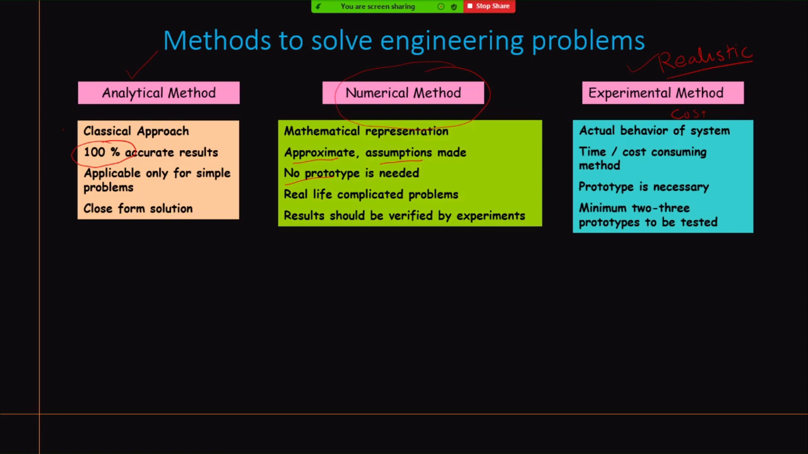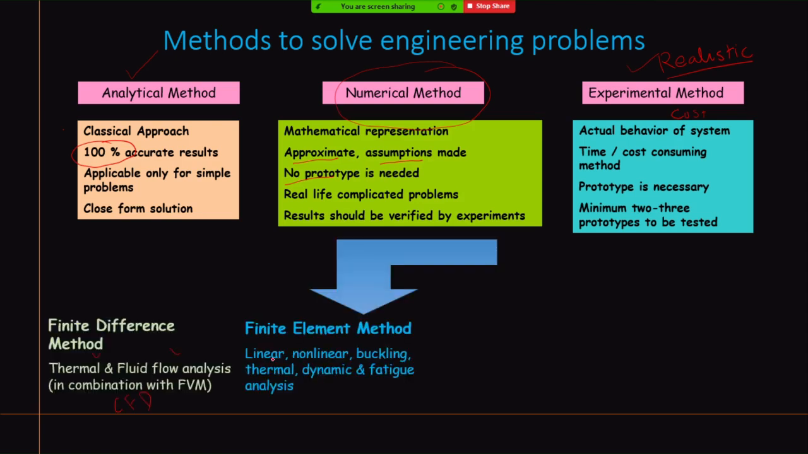So here, one is the finite difference method. The next is finite element. In finite difference, we can easily solve thermal problems, fluid problems, all that CFD type of problems. Then finite element, you can use in linear, non-linear analysis, then buckling analysis. You can do thermal, dynamic, fatigue analysis. So many things you can do. Even you can have rigid body analysis, flexible body analysis. So many things we can do in this case.